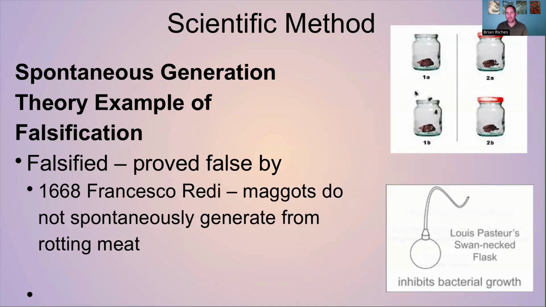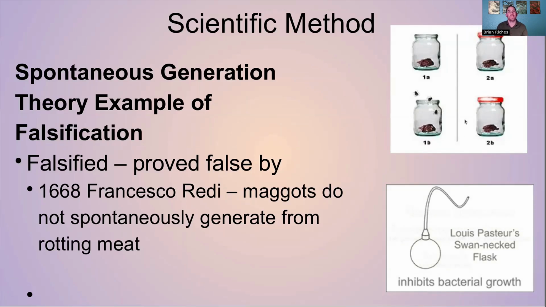This jar over here, my face might be covering it up for you, this jar over here, I'm going to seal it. So I'll put one jar open, one jar sealed, and pieces of rotting meat in both. And I think that this will help falsify the theory of spontaneous generation. I hypothesize that the one with the seal will not spawn or become maggots and flies. Turns out that's exactly what happened. The one that was open to the air had maggots and flies.